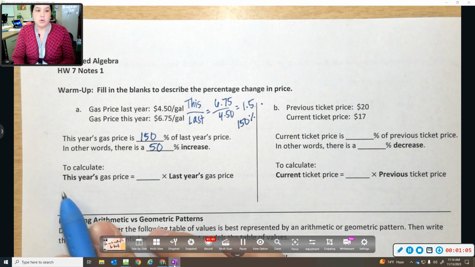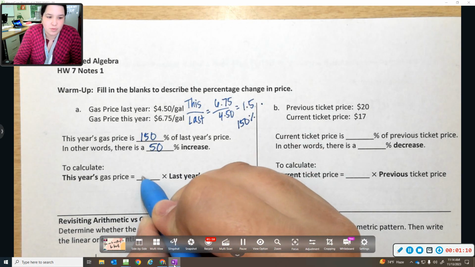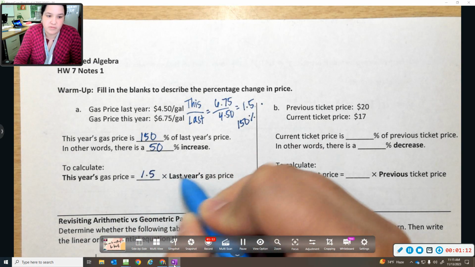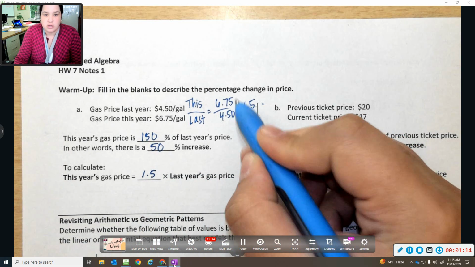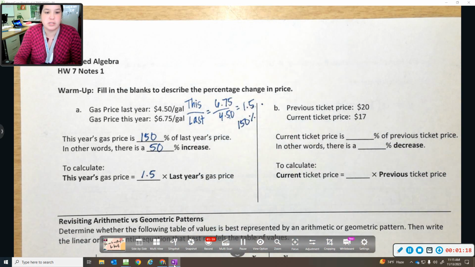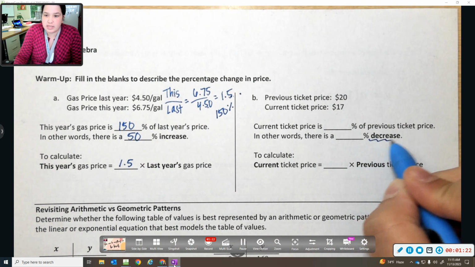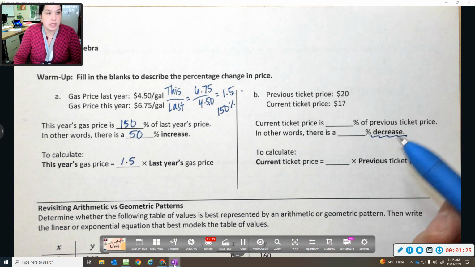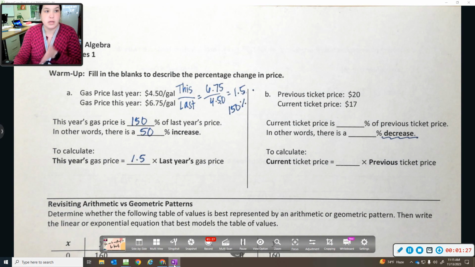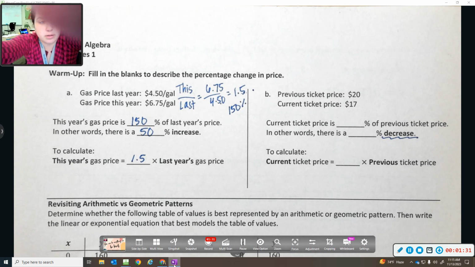So to calculate, this year's gas price is equal to the decimal that we got, 1.5, times last year's gas price. So basically 4.50 times 1.5 will give us the 6.75. Just pay attention that if one is a decrease, you will be getting something that is less than 1. An increase should be more than 1. A decrease should be less than 1.